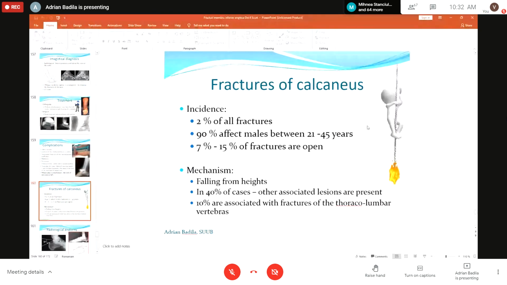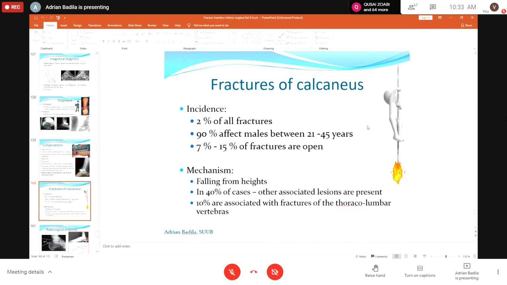The fractures of the calcaneum represent around 20% of all fractures, and their frequency is much higher among male patients. 7 to 15% of fractures of the calcaneum are open, depending on the study, and this is due to the fact that the calcaneum is covered by only skin and a very thin layer of fat. There are no muscles at this level. There are some tendons, some nerves, some arteries, and a very thin layer of fat and very thin skin here. So the calcaneum is just under the skin.